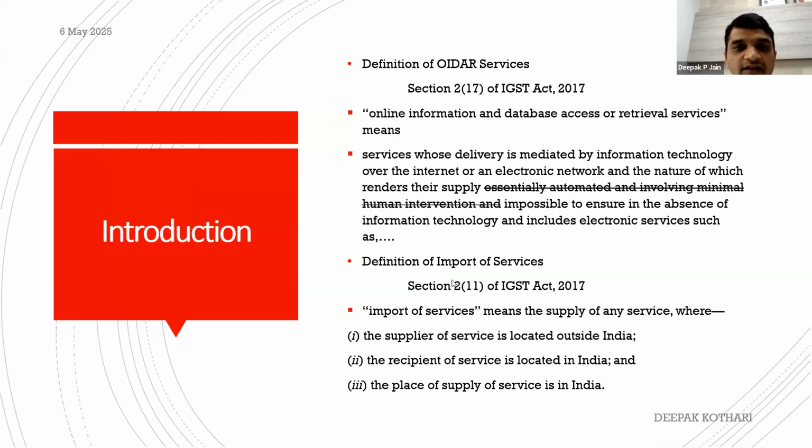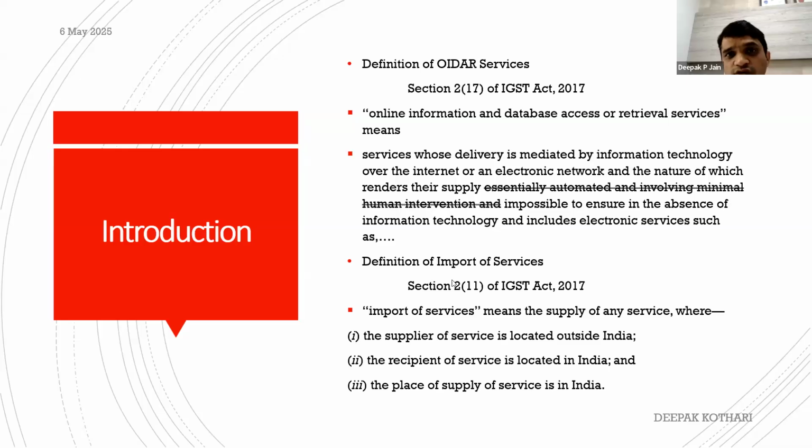So the definition of OIDAR is given in the IGST Act. In section 2, subsection 17, it states that online information and database access or retrieval services means any services whose delivery is mediated by information technology over the internet or an electronic network, and the nature of which renders their supply impossible to ensure in the absence of information technology, and includes electronic services such as. So there is a list of services. We'll not go to that list. We'll understand the basic crux over here itself.